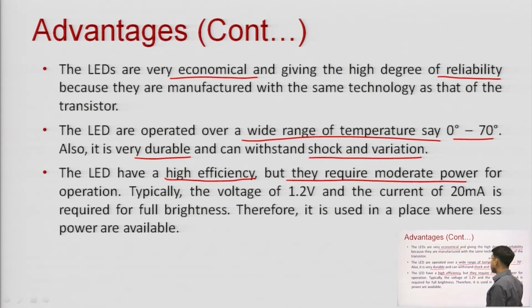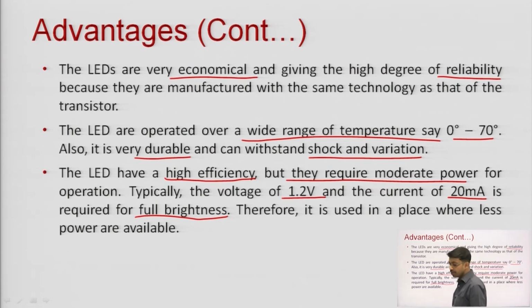but they require moderate power for operation. Typically, the voltage is 1.2 volts and the current is 20 milliamperes. They need a DC power supply to operate. Okay, so we have to convert AC supply to DC. For full brightness, very little current is required, only 20 milliamperes. So, they can be easily used in places where less power is available. Okay.